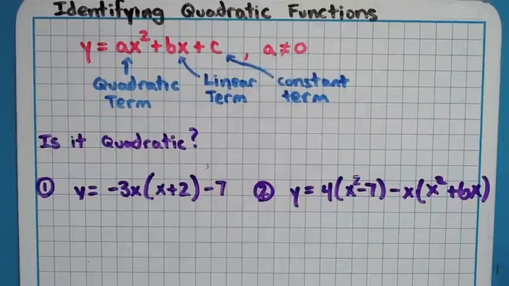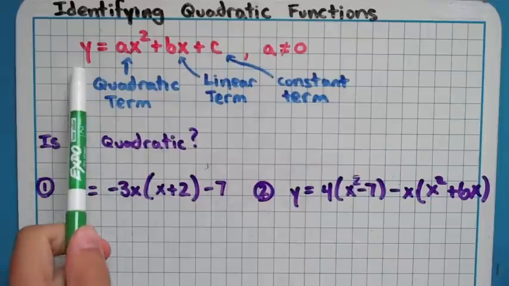In Chapter 5, we're going to be talking about a new type of function called a quadratic. You would have seen this before in Algebra 1. Quadratics are equations or functions where the biggest exponent we have is an x squared. So basically, when you picture a quadratic, think of x squared.